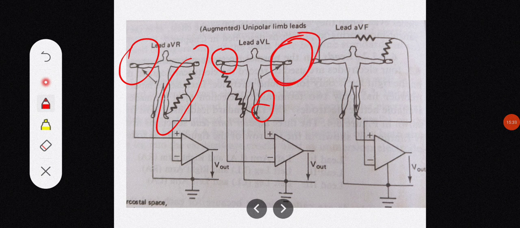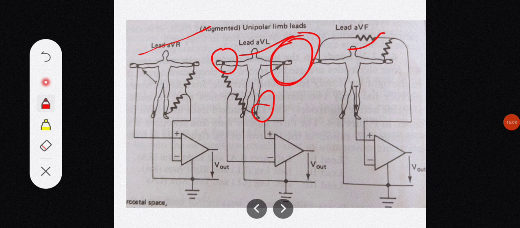So in augmented unipolar limb lead, we do not use the exploratory electrode for calculating the central terminal. Depending upon the combinations, which is the exploratory electrode and from which electrodes the central terminal is obtained, we have different leads: lead AVR, lead AVL, and lead AVF. So these leads are designated as lead AVR, AVL and AVF.